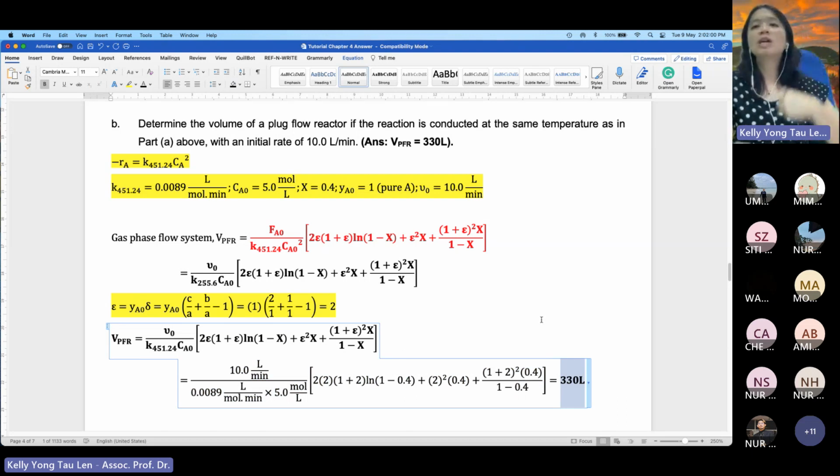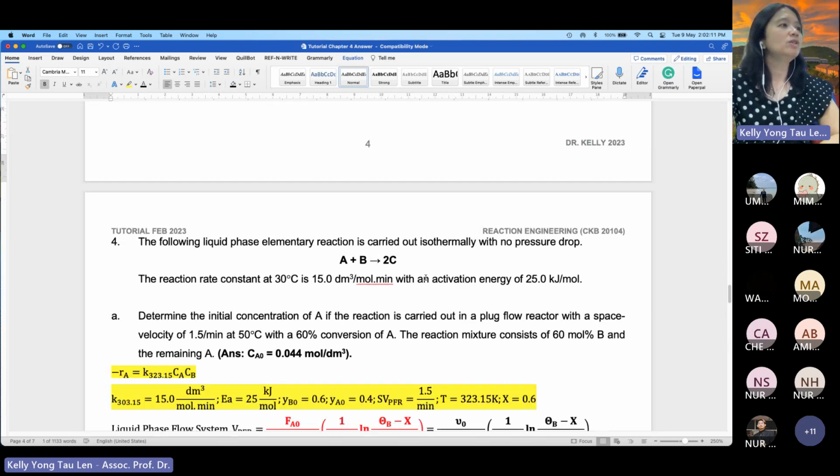So that's for question number 3, part B. It's not hard actually, but it is a bit tricky. Partly straightforward, partly a bit tricky. Okay, right. So we go to the next question.